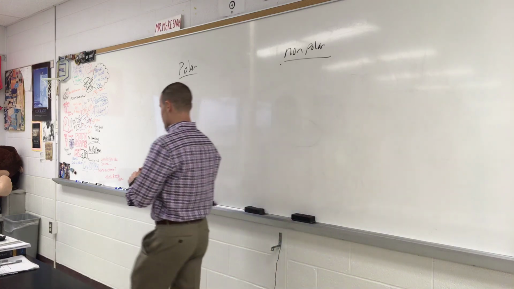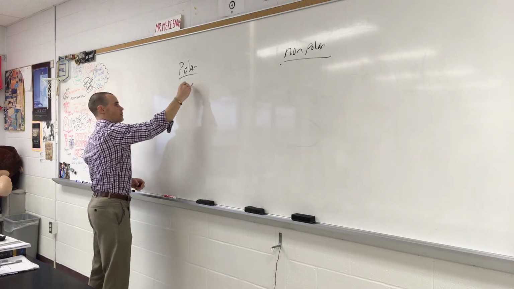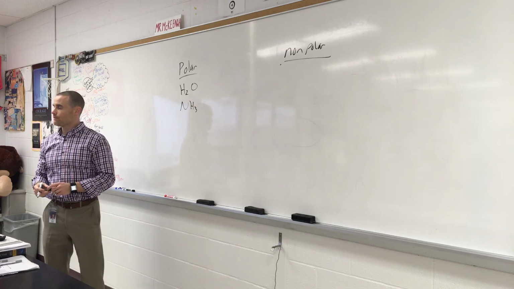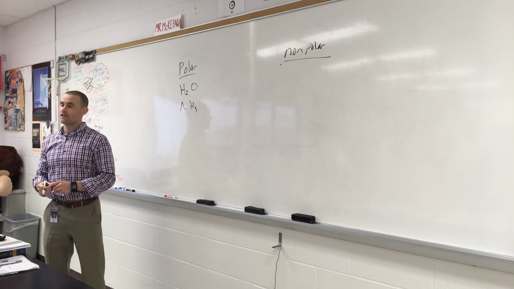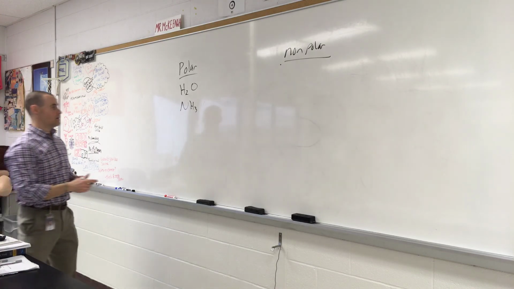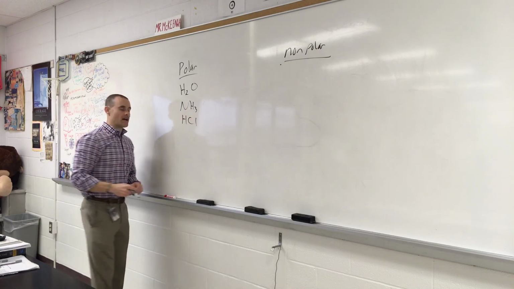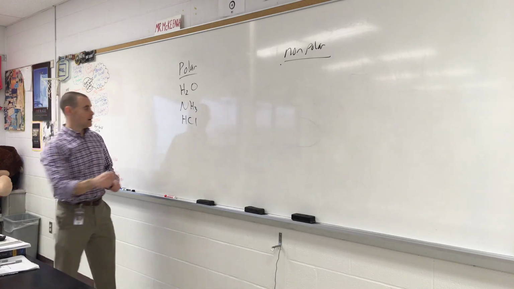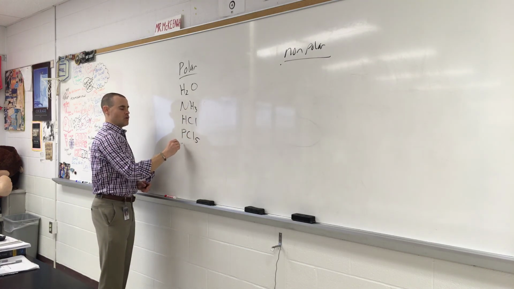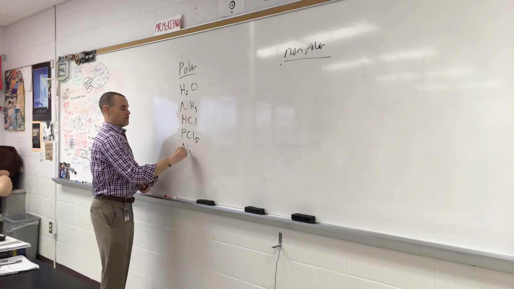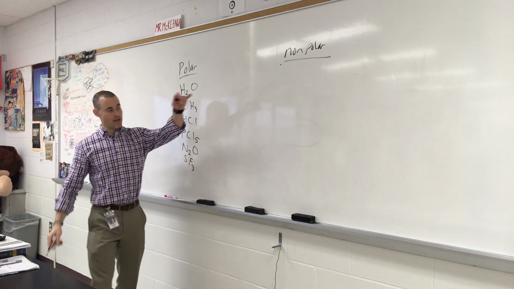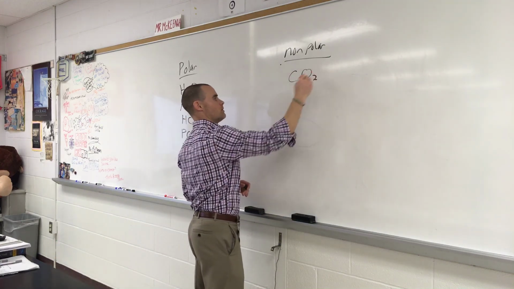So the examples I gave you, water is polar. NH3, what's that called? If you don't know it, write it down. It's ammonia. You should know that. Write that down. Ammonia. Okay? HCl, hydrochloric acid. I gave that to you, right? PCl5. And then N2O and SF3. Those are the ones I gave you? All right. Over here, CO2.